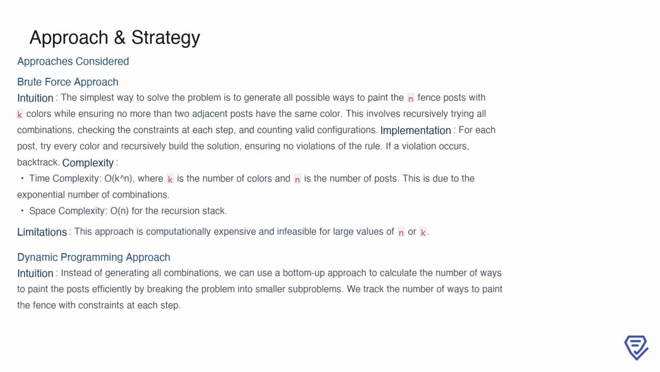However, due to the sheer number of combinations, this approach has an exponential time complexity of O(k^n), where k is the number of colors and n is the number of posts. Additionally, it requires O(n) space for the recursion stack. As a result, this method becomes computationally expensive and impractical for larger inputs, making it unsuitable for solving the problem efficiently. To address these limitations, we turn to a more structured approach using dynamic programming.